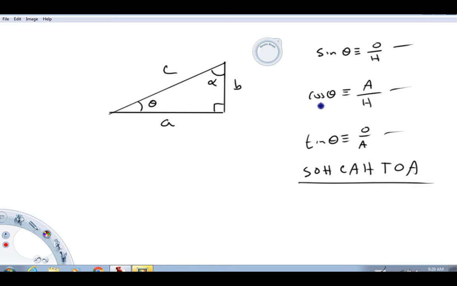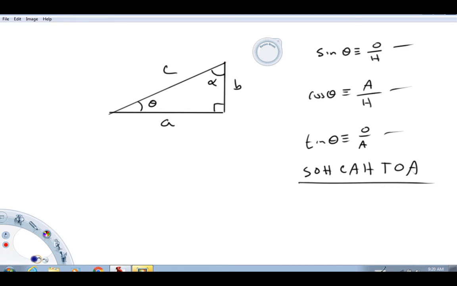The cosine function is defined as the side adjacent over the hypotenuse. So in this example, this would be the side adjacent to theta. There's the hypotenuse. So in this example, cosine theta is A over C. And then the tangent function. The tangent of an angle theta is defined as the side opposite over the side adjacent. So in this example, this would be opposite theta. This is adjacent to theta. So tan theta would be B over A.